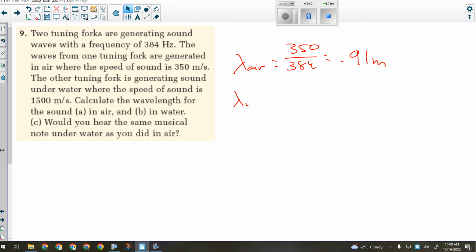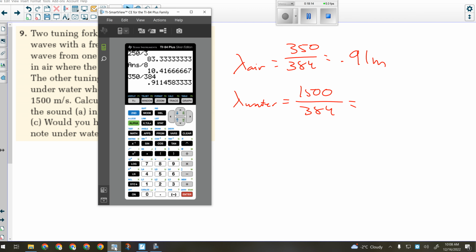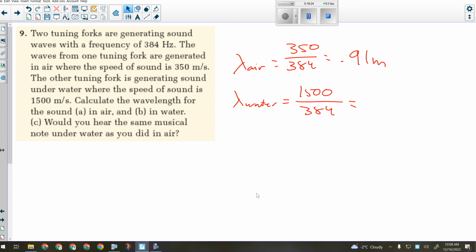Lambda in water is going to be still v over f, 1500 divided by 384. Right, we got a higher speed, so we have to have a longer wavelength. So the faster the wave is going, the longer the wavelength. Yep, absolutely. All right, we have 3.9 meter long waves in the water.